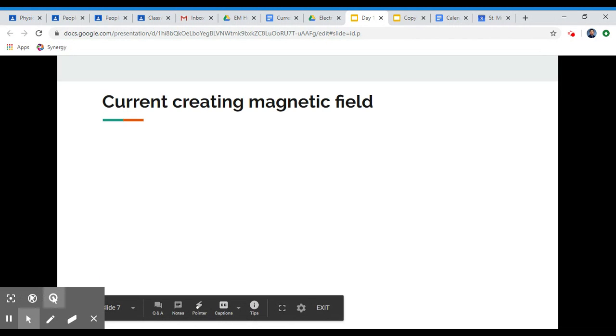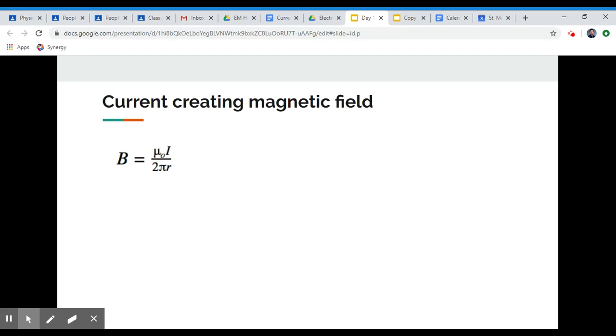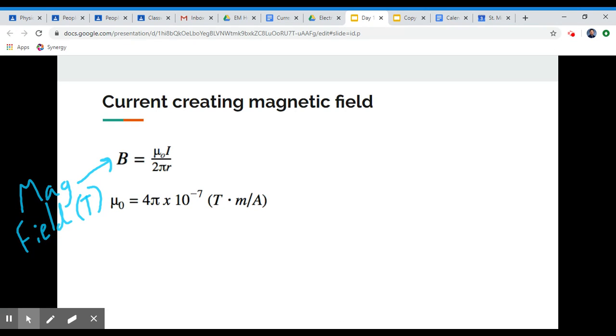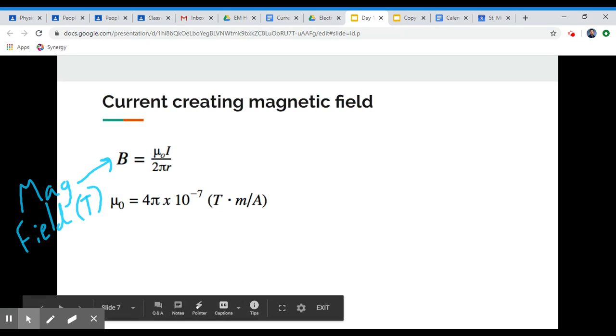So, looking at the magnetic field that a wire actually creates, we are going to use this equation. Remember, B is our magnetic field. So B is magnetic field, and don't forget, that is measured in Teslas. And then we have this funky looking mu naught, mu sub naught. And what that is, is the permeability of free space.